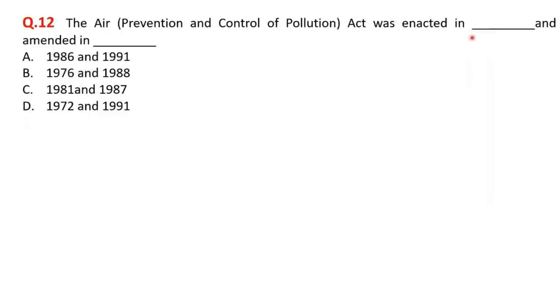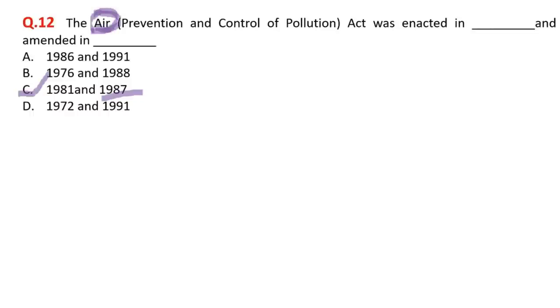The Air Act was enacted in dash and amended in dash. The Air Prevention and Control Act was passed as a rule by the Central Pollution Control Board. We have studied this again in the last chapter, that is, Environment Management Standards. Was enacted means when it came into existence. That happened in the year 1981. Let me mark here. And it was amended, that is, some modification was made, in the year 1987. The same way, there is one for water as well as sound.